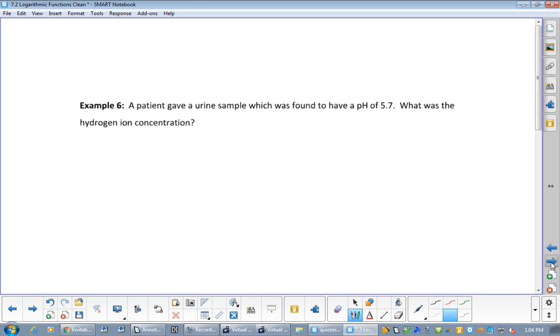A patient gave a urine sample found to be a pH of 5.7. What was the hydrogen ion concentration? Now right away you're like, holy crap, what are you talking about? How am I supposed to know this? Well, they give you this formula. pH equals negative log H plus.